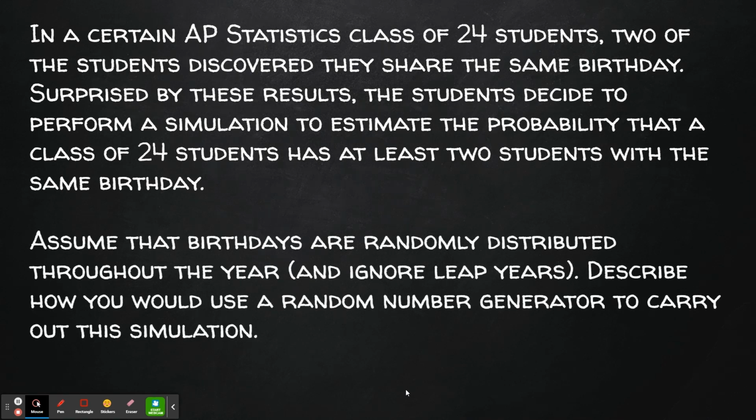Assume that birthdays are randomly distributed throughout the year. We're going to ignore leap years here. Describe how you would use a random number generator to carry out this simulation.